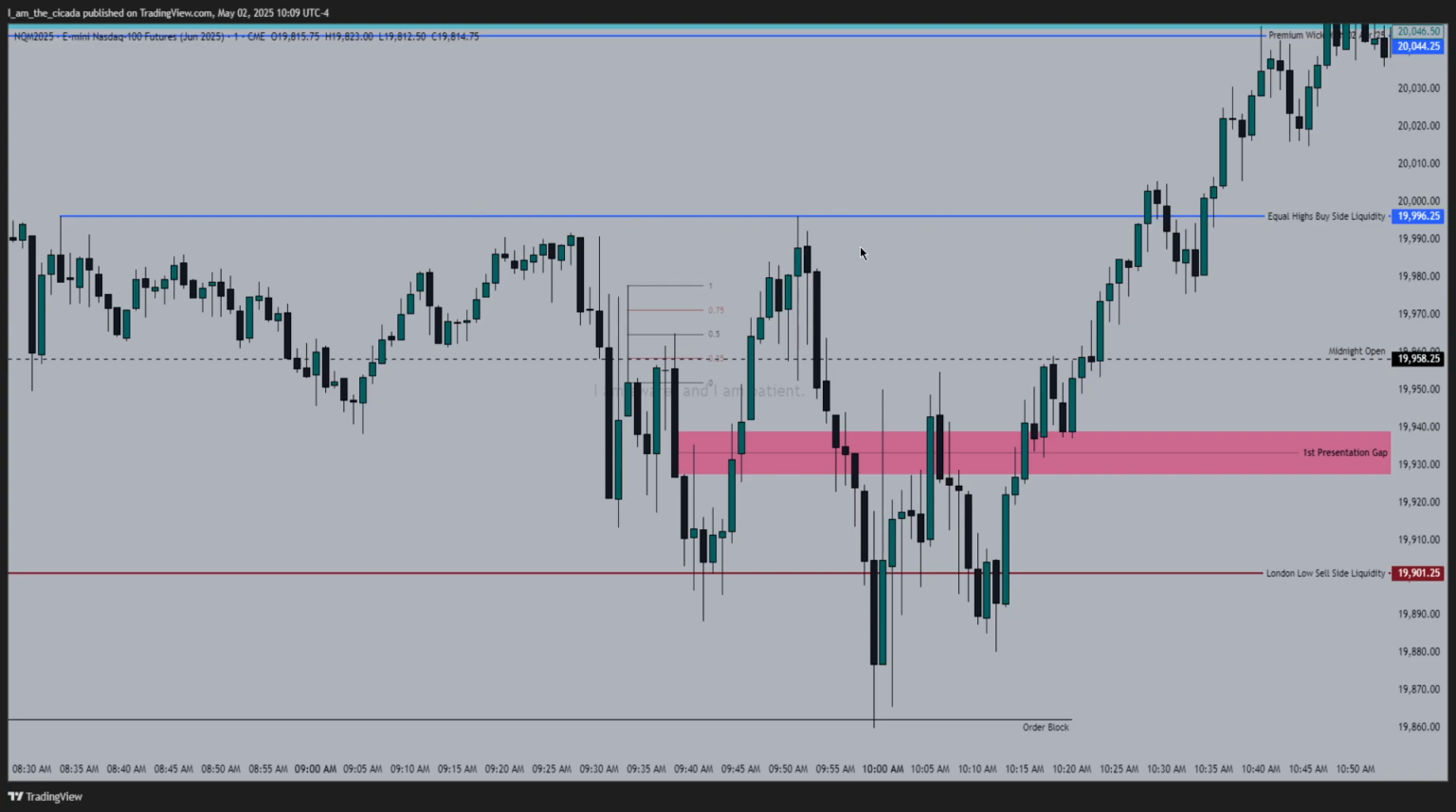Keep in mind, this high, this low, this first presentation gap is not to be ignored. Just because we use it once does not mean that we completely ignore it the next time the price revisits it. It will help to keep these levels on your chart.